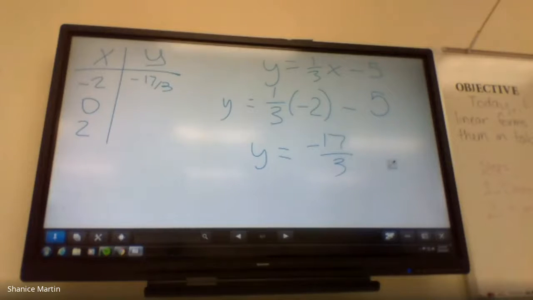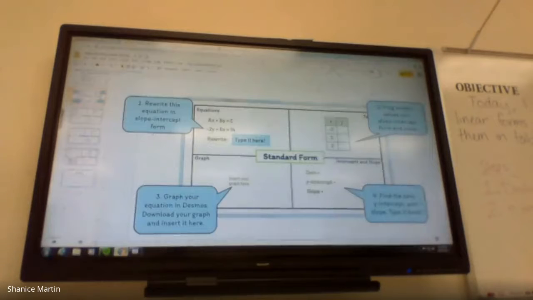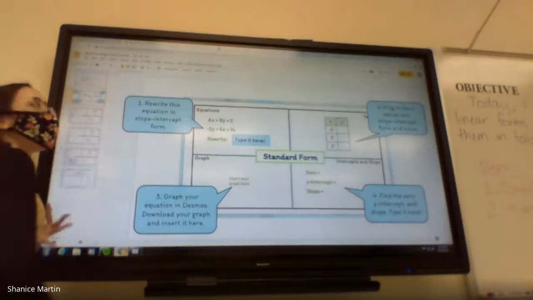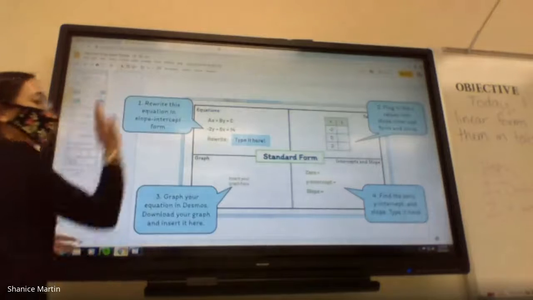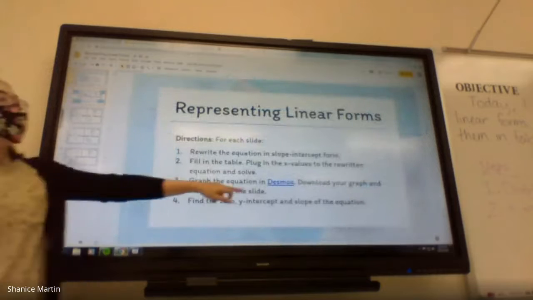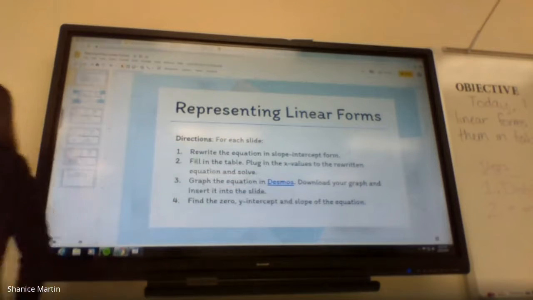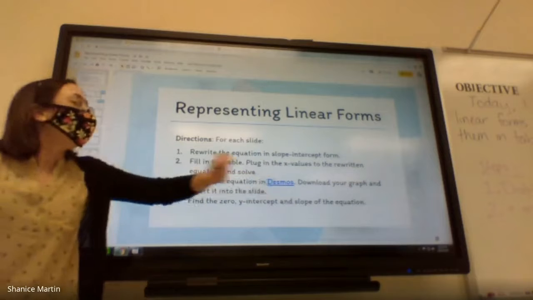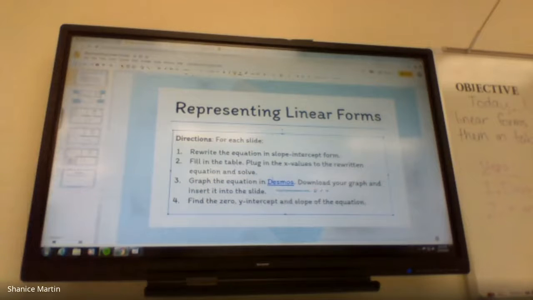Okay? If at any point you need help, ask questions. Ask the people around you. Ask me. People have been struggling with the table the most today. Ask. Okay? So first, you get your equation, then you do your table, and then I want you to graph it. If you do not have the Desmos graphing calculator pulled up, go to the first slide and find the link and open it. You need it open.